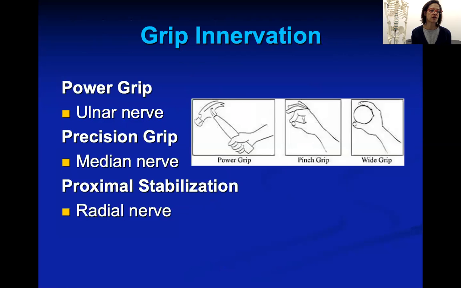Of course, the innervation is important for grip. We have the power grip, which is a little bit more the ulnar nerve involved, the precision grip or the pinch grip, which is more the median nerve, and then the wide grip and the proximal stabilization. So normally we want about 30 degrees extension in the wrist to have optimal wrist strength. So obviously the radial nerve has to innervate the extensors, because if you lose that, we can't grasp as well as we can in a little bit of extension.